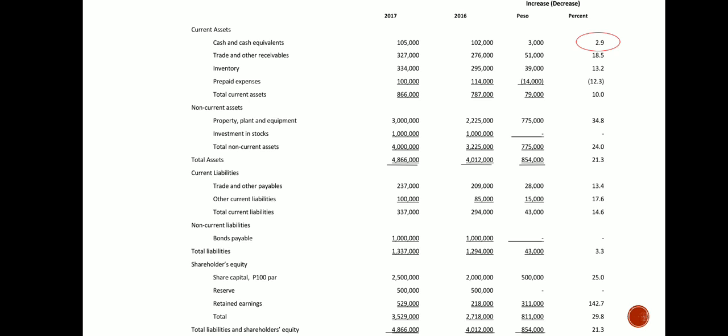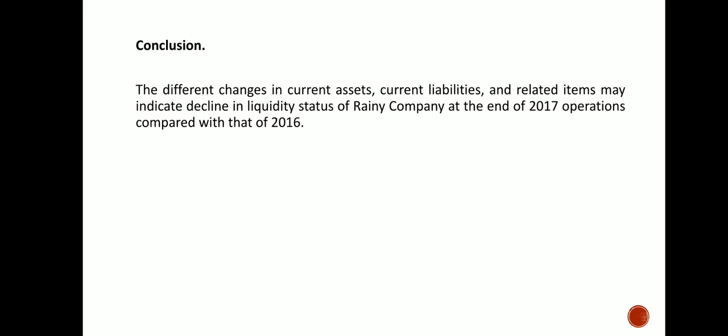And then other current liabilities increased by 17.6%, which contributed to the increase of total current liabilities by 14.6%. So, to conclude, the different changes in current assets, current liabilities, and related items may indicate the decline in liquidity status of any company at the end of 2017 operations compared with that of 2016.